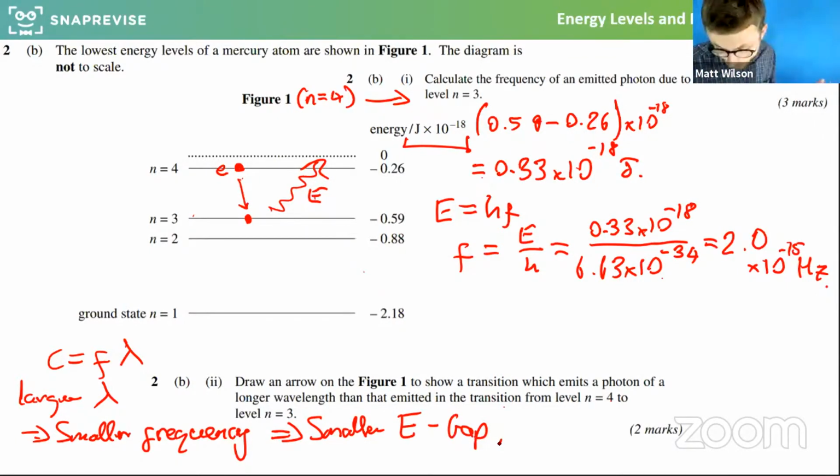Okay, so we look at this picture and we try to find a smaller energy gap. You can see from the picture, and check using the numbers on the right-hand side, that a smaller energy gap than the photon in 2Bi is this energy gap here. So draw an arrow to show the transition. Well, it's a transition from n equals 3 to n equals 2. And I should get the rest of this so we can see how the answer to the exam question would look, which would be just this bit. Good, so larger wavelength means smaller frequency, and that means smaller energy.